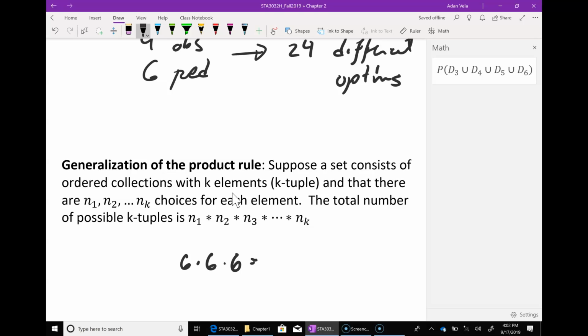216. Okay, joy. All right, so we have our sample space, right? The number of ways that we can do that is 216.